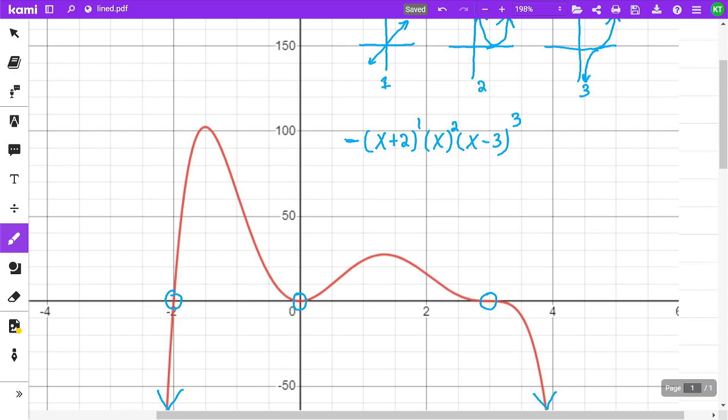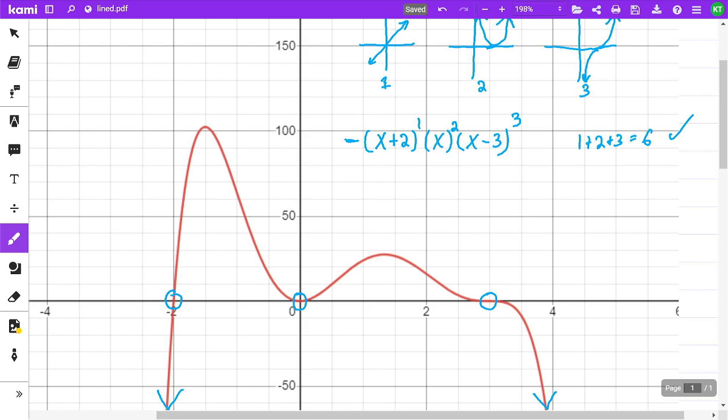Now, just to make sure everything makes sense, I have an even degree function here because both my arrows are going the same way. And we said it's negative because of that coefficient. So to verify that we do have an even degree, I'm going to go ahead and add my multiplicities together of 1 plus 2 plus 3. That will give me 6. So that makes sense and checks off.